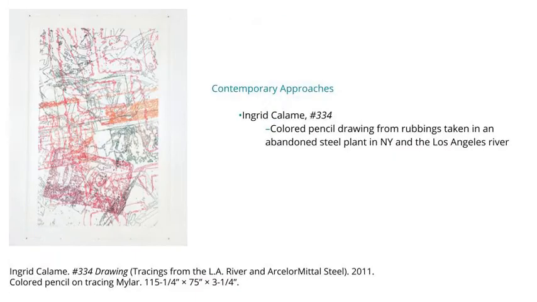Another contemporary approach, this is number 334 by Ingrid Calamy. And this is a colored pencil drawing made from taking rubbings in an abandoned steel plant in New York and the Los Angeles River. So this is really using found textures to create basically found imagery, but she's making the imagery by taking these rubbings.